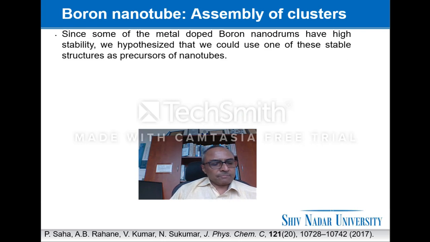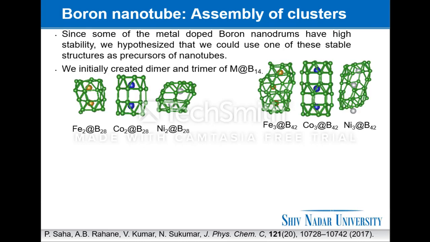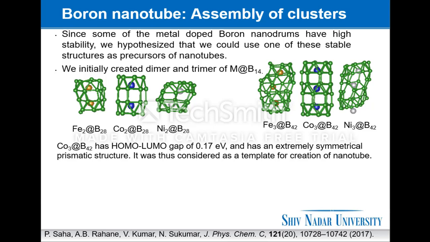Some metal-doped boron nanodrums are highly stable. We asked, can we use one of these stable structures as a precursor for a nanotube? We initially created the dimer and trimer of metal in B14. Co3 in B42 has a HOMO-LUMO gap of 0.17 electron volts and an extremely symmetrical prismatic structure, and it was thus considered as a template for the creation of a nanotube.